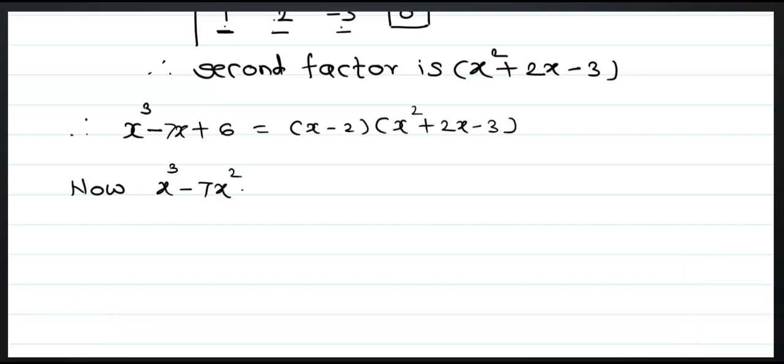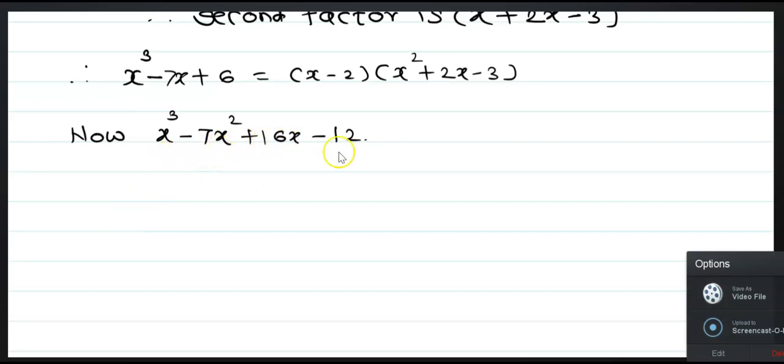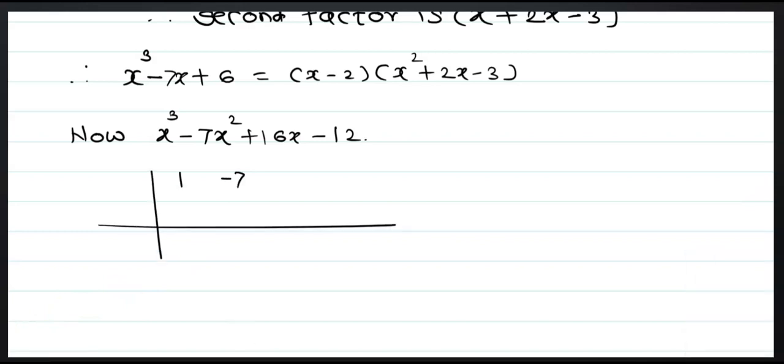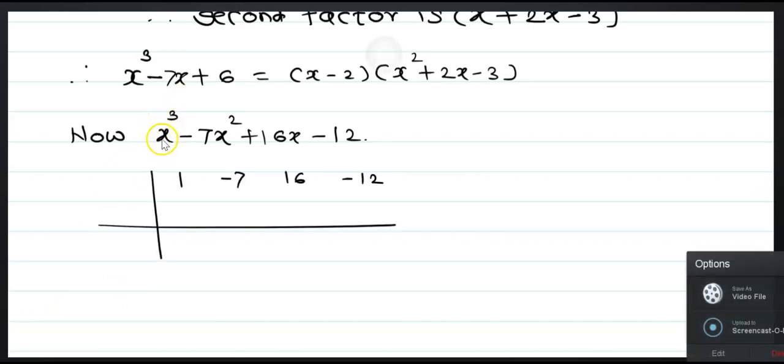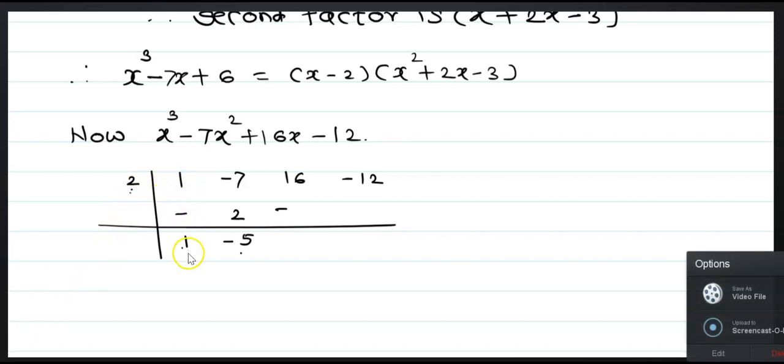Now for the next, this is x cube minus 7x square plus 16x minus 12. Now 3, 2, 1, constant: this is in decreasing order. Now the coefficient of x cube is 1, x square is minus 7, the 16x is 16, and the constant is minus 12. Now it is clear that the first factor is x minus 2, that is a 2 here. Now again here, keep this one as it is.